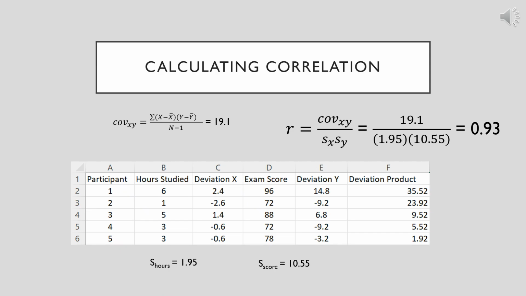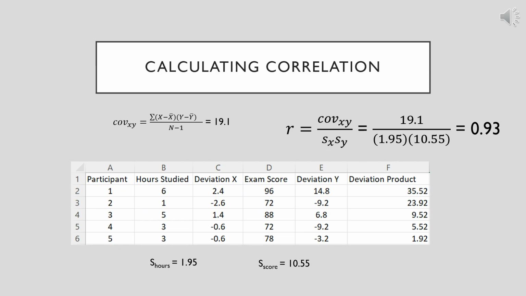But to find the actual correlation coefficient r, you have to divide the covariance by the product of standard deviations for hours studied and exam score. So we did that. We found a final correlation coefficient of positive 0.93. Now that is a very, very strong positive correlation. Remember, the highest a positive correlation could be is 1.00. So 0.93 is very, very strong.